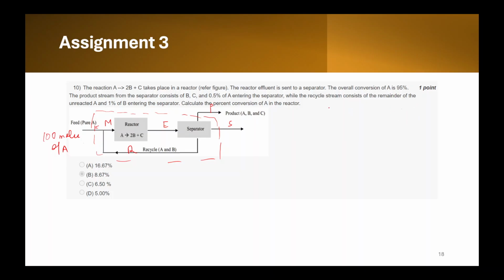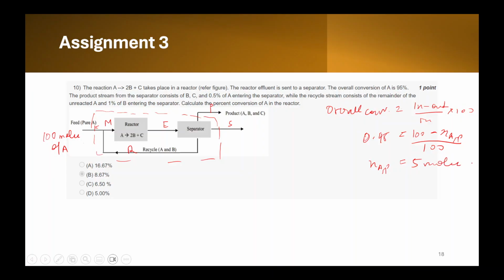So the overall conversion is given by this formula: in minus out upon in, into 100. It is given 95, or you can write 0.95 if you drop this 100 here. In is 100 moles, out you don't know, so this is your N of A in P, upon in, which is again 100, so you get N_A,P as 5 moles.